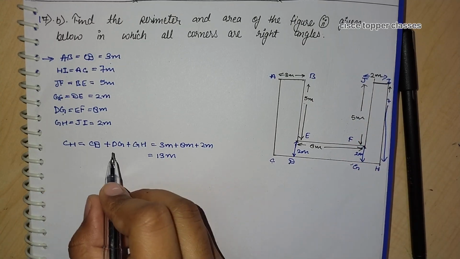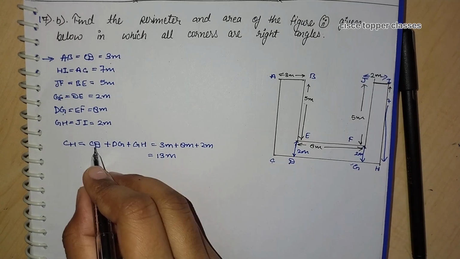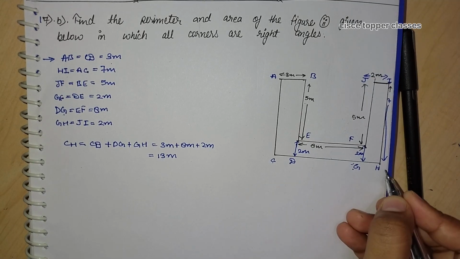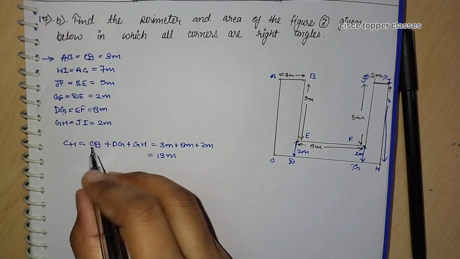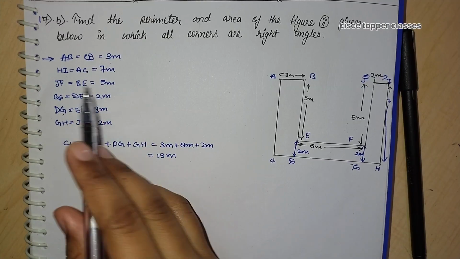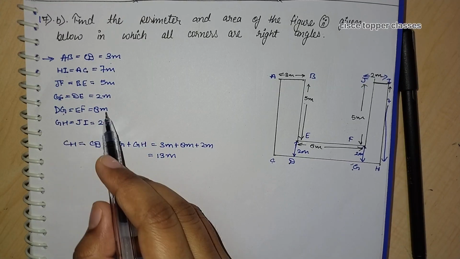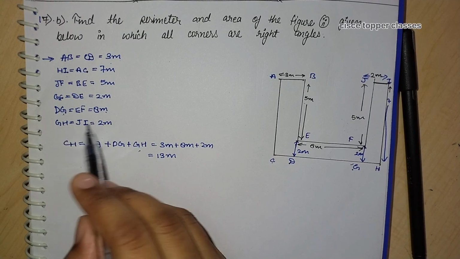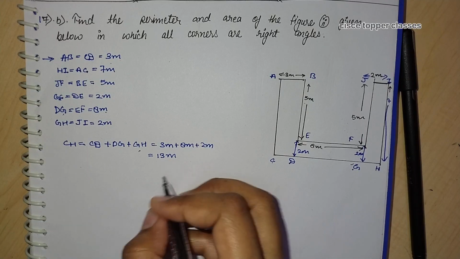So we will put all these values to find the value of CH, which is CD plus DG plus GH. CD is given as 3 meter, DG is given as 8 meter, and GH is given as 2 meter. We will add all these.